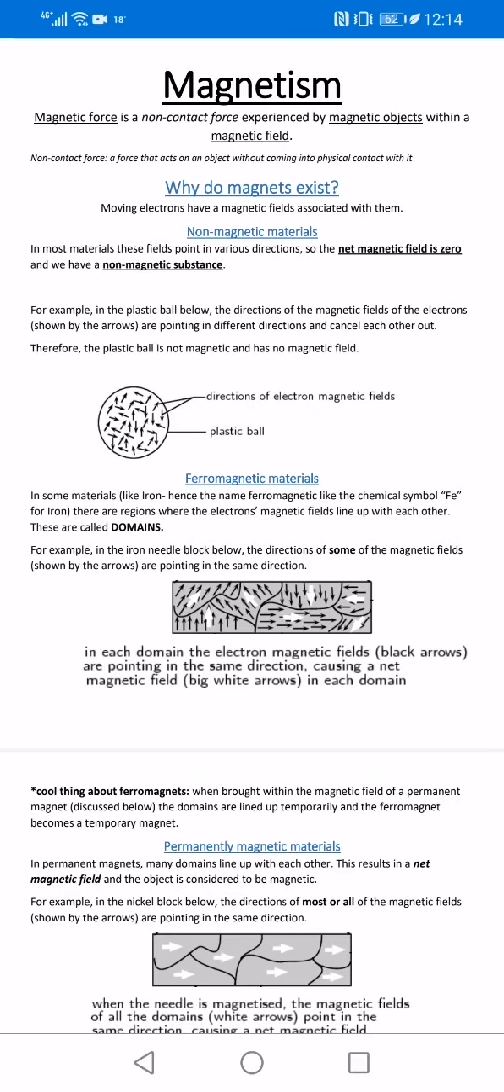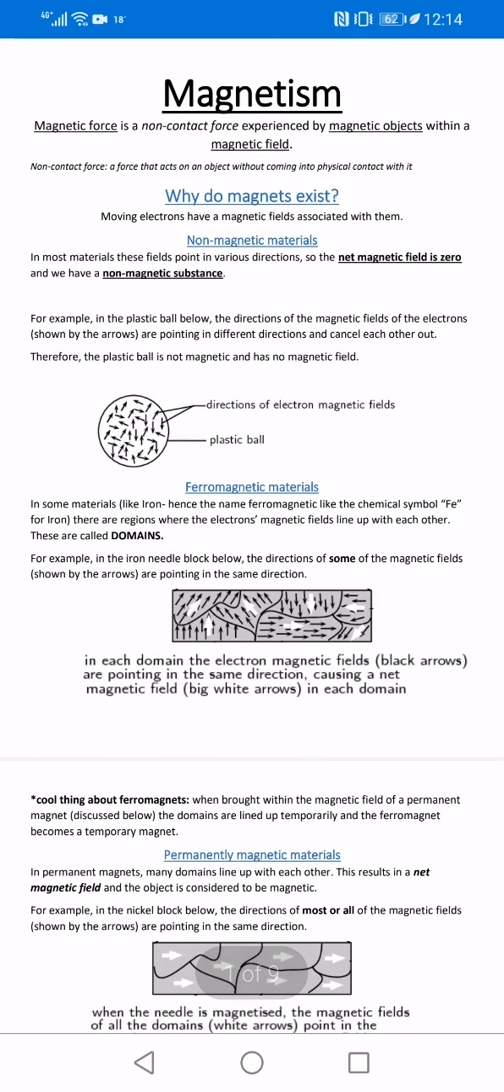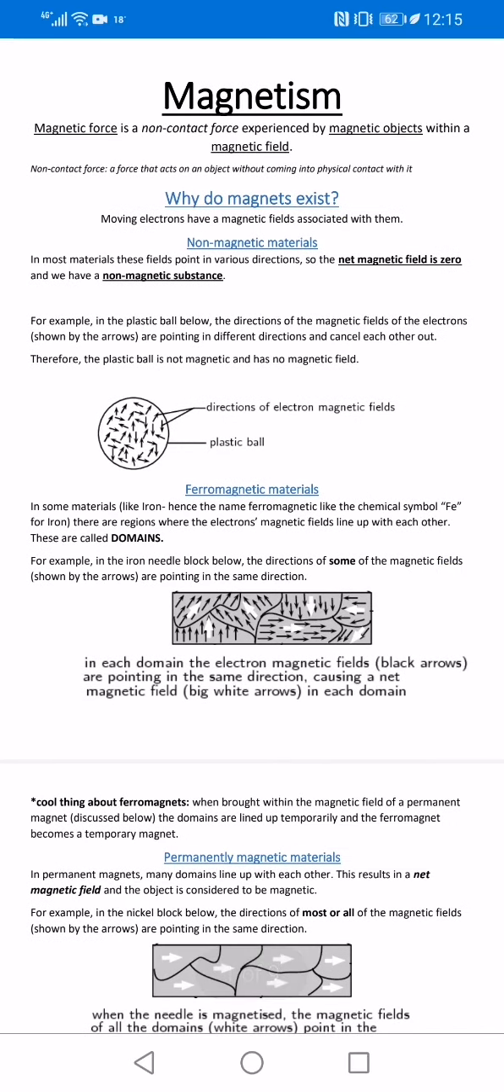So with magnetism, firstly, magnetic force is a non-contact force experienced by magnetic objects within a magnetic field. So there's quite a few words there that might confuse you a little bit. So firstly, non-contact force, it's in italics underneath that, the definition there. It is a force that acts on an object without coming into physical contact with it. And then we've got magnetic objects and magnetic field as well that you might need explanations for. So magnetic objects, I'll talk about that in a little bit, and then magnetic field we'll talk about as well underneath, and I'll show you a little video of how magnetic fields look in real life as well.